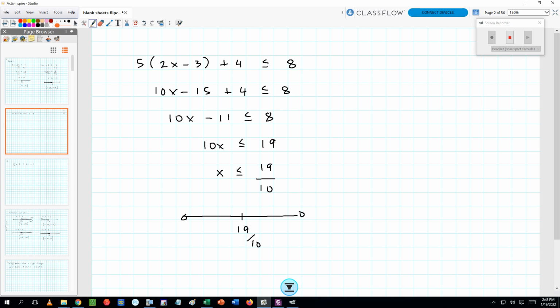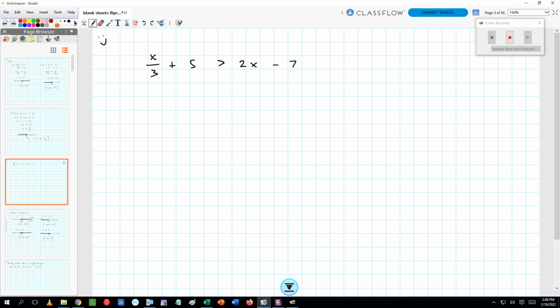19 over 10, a closed circle, shade to the low side. Interval notation, a negative infinity for that left-hand arrowhead, 19 over 10 with a bracket. A parentheses on the infinities, a bracket because of the closed circle on the number.